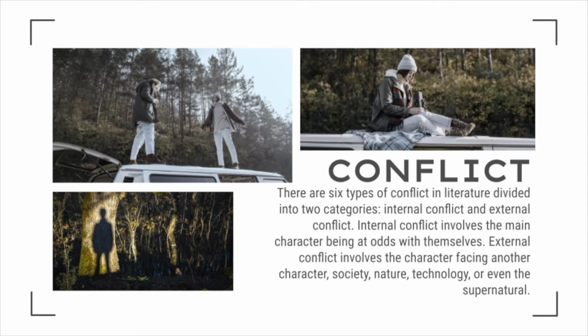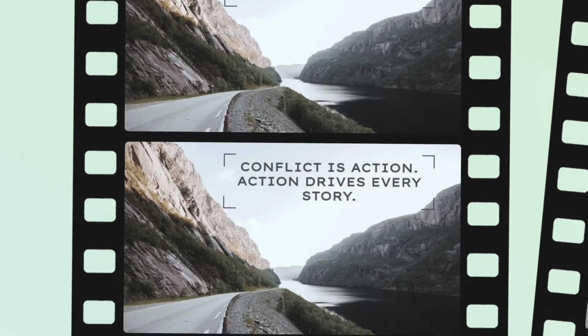Conflict. You can't have a story without conflict. And conflict, what is conflict? Conflict is action. There are 6 types of conflict in literature, divided into 2 categories, internal conflict and external conflict. Internal conflict involves the main character being at odds with themselves and struggling internally. External conflict involves the character facing another character, facing society, dealing with the forces of nature, dealing with the presence and conflict that comes with it of technology, or even dealing with the supernatural.